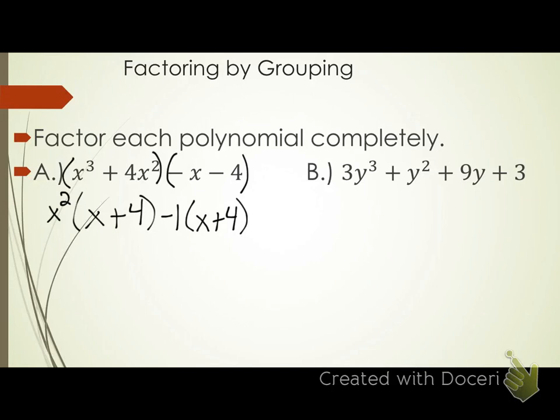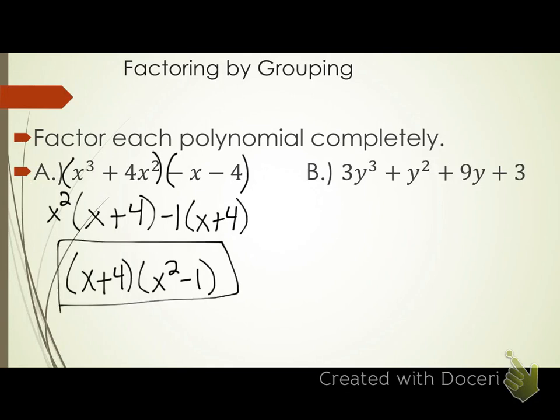Are my two sets of parentheses the same now? When I'm factoring by grouping, I want those to be the same. So, what is one of my factors? X plus 4. The thing that they have in common, the set of parentheses. What's my other factor? X squared minus 1, my two GCFs put together. We okay with that? Once again, this polynomial can be factored further. You guys have not learned to do that. So for today, this will be my answer.